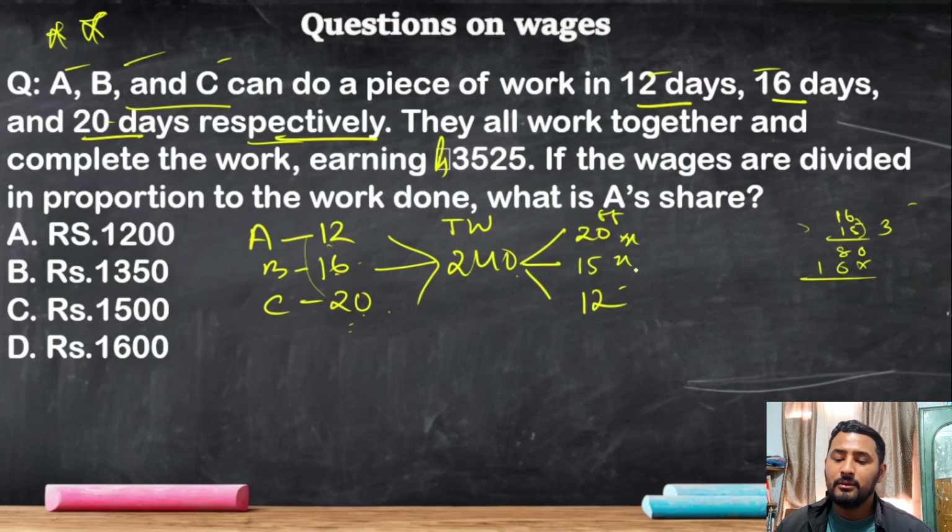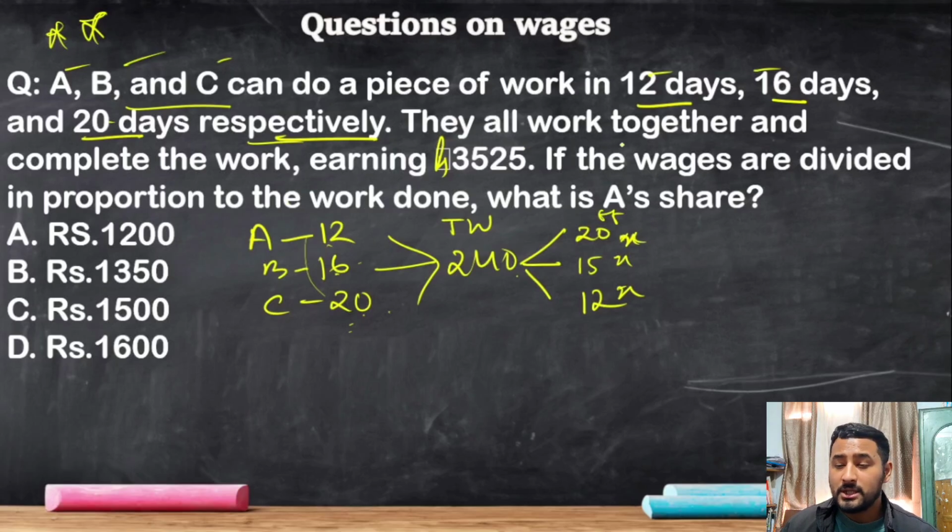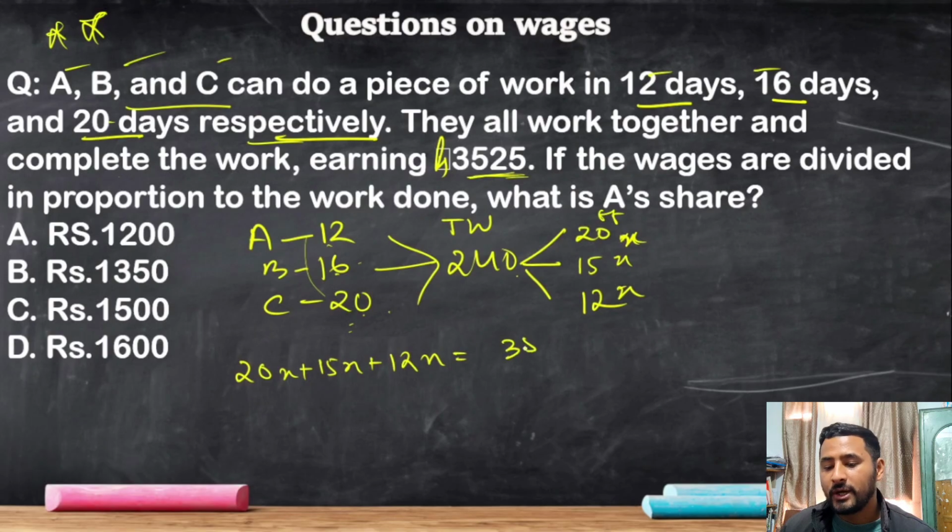Just put x in. If you're confused, you can put x, but it's not necessary. You can do it directly also, no need of putting x, because it will be cancelled after all. Now the question is asking: they all work together and complete the work, earning rupees 3525. So 20x plus 15x plus 12x equals 3525. Now add all this.